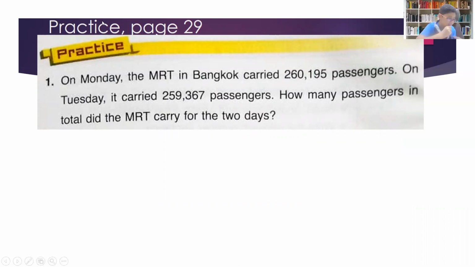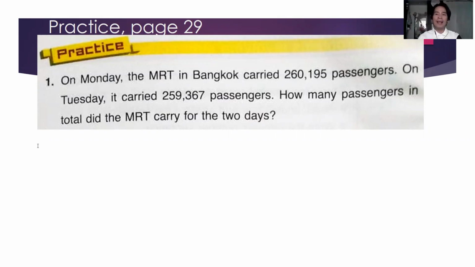Okay, thank you. On Monday, the MRT in Bangkok carried 260,195 passengers. On Tuesday, it carried 259,367 passengers. How many passengers in total did the MRT carry for the 2 days?